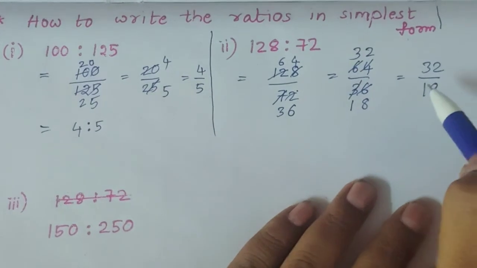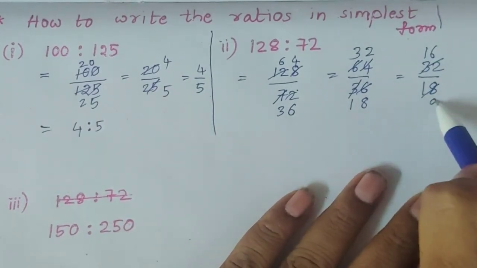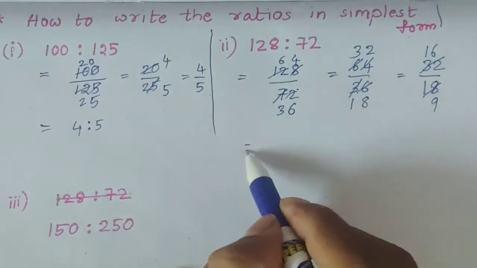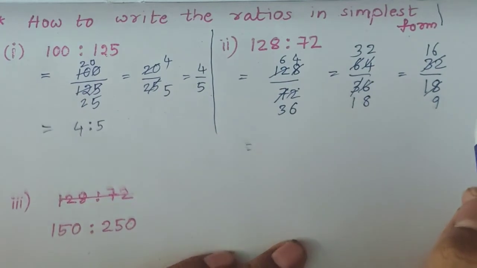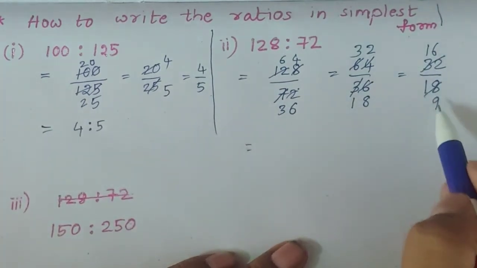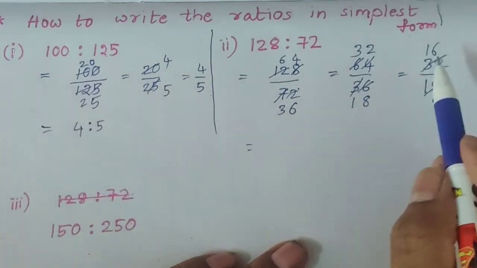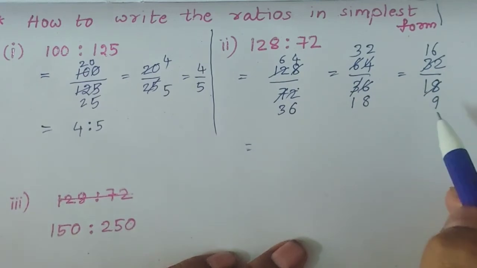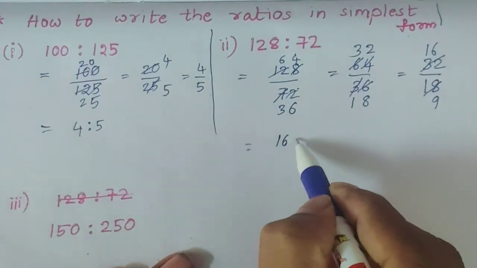Again they are cancelled in the second table. 2 sixteens are 32, 2 nines are 18. So 16 by 9. These two numbers are not cancelled by any table. I mean 16 is cancelled by another table, 9 is cancelled by a different table, but both numerator and denominator cannot be cancelled in the same table. That's the reason this is the simplest form, 16 is to 9.